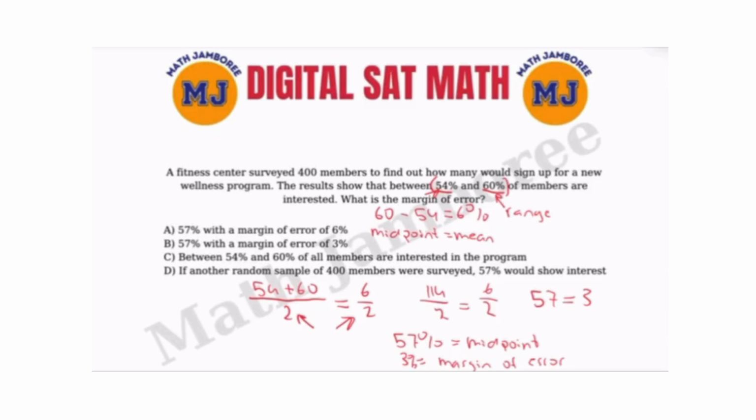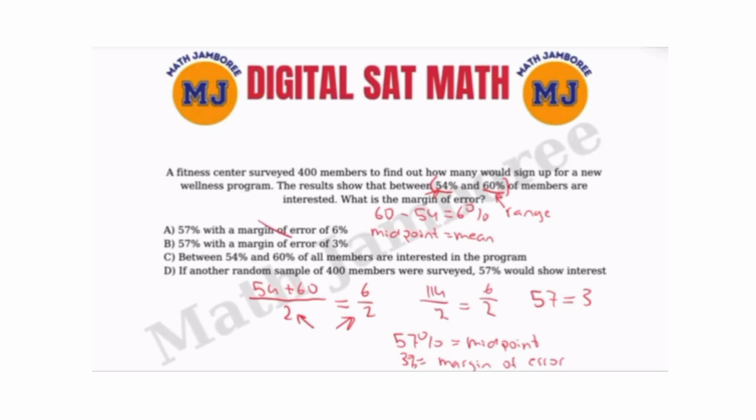Now, let's see which choice is the correct answer. A says 57% with a margin of error of 6%. 6% is our range, so that's why I said don't confuse yourself. Did I already say that? I'm not sure, but don't confuse yourself with the range. That is the incorrect answer.